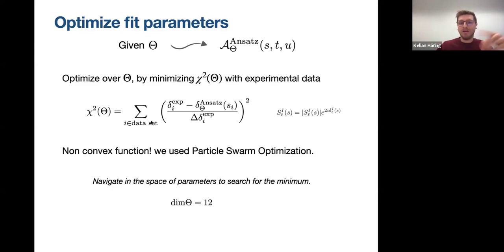This chi-square function is in principle really non-convex. It's a complicated function of 12 different parameters. In this work, we used an algorithm to navigate this space of parameters and search for the minimum, called the particle swarm optimization algorithm. I will not go through it in detail, but it's a nice optimization procedure, which is basically gradient free. The main idea is to just navigate the space of 12 parameters and look for the minimum.